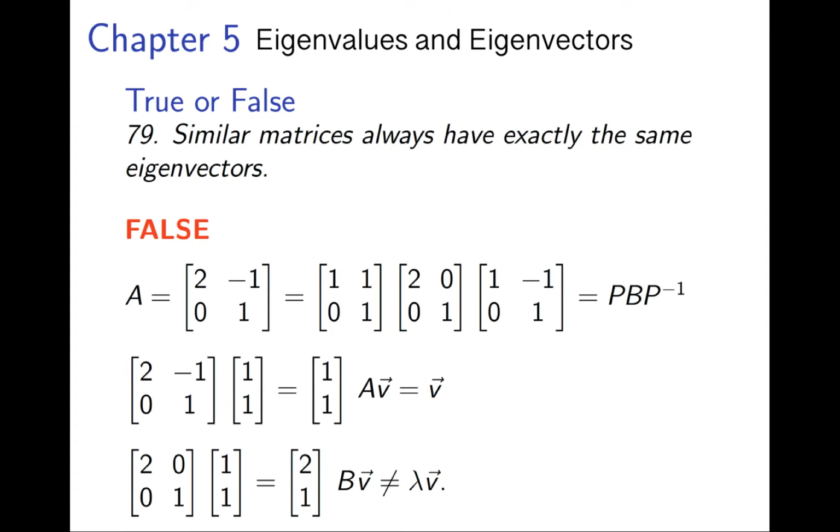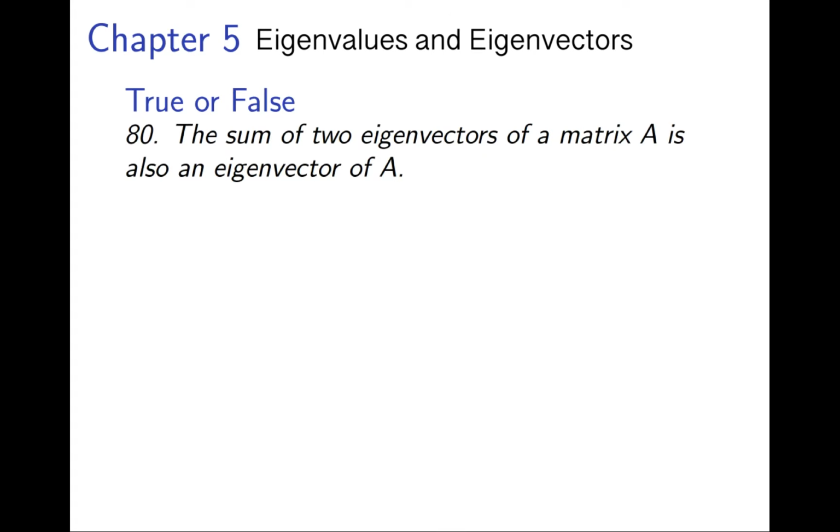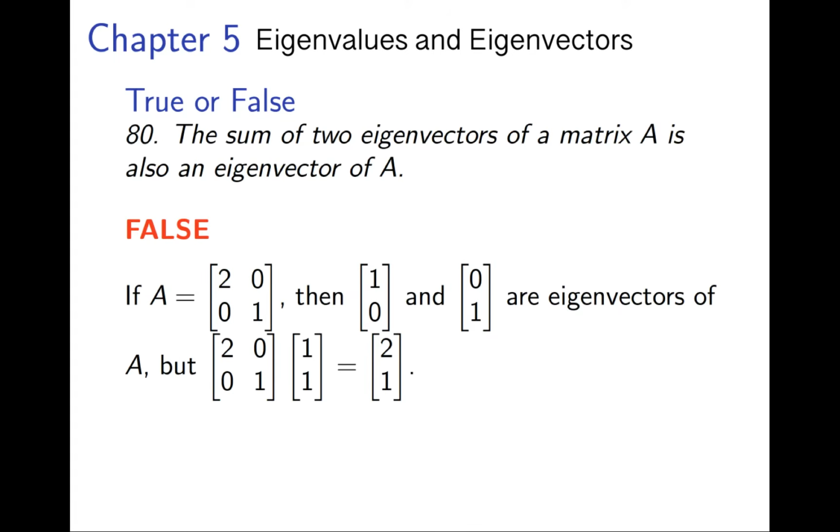Number 80. The sum of two eigenvectors of A is also an eigenvector of A. This is false. So if A is the matrix [2, 0; 0, 1], then (1, 0) and (0, 1) are both eigenvectors of A. So you should check that this is true.